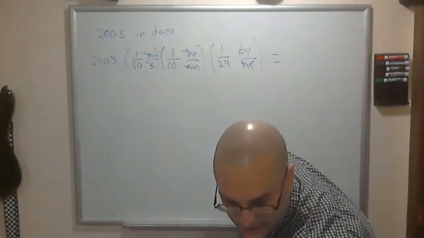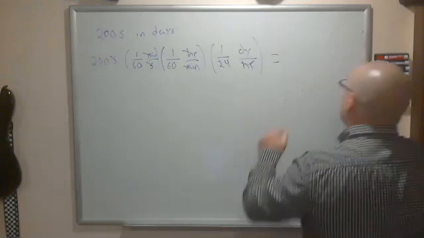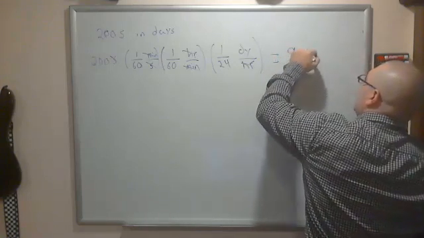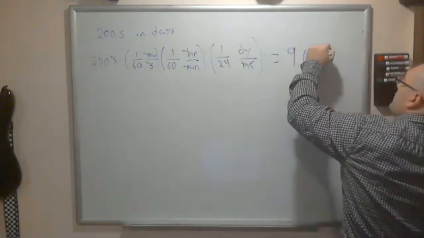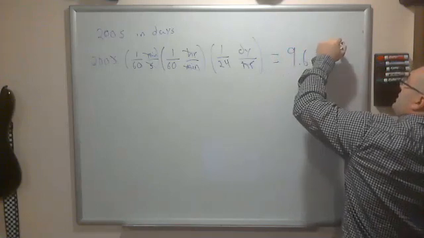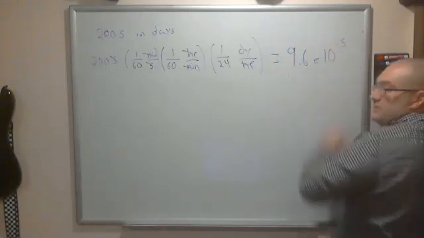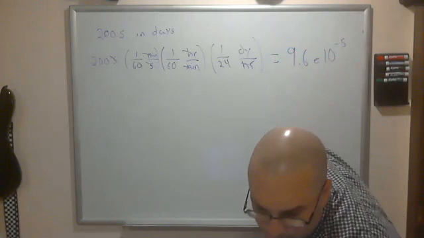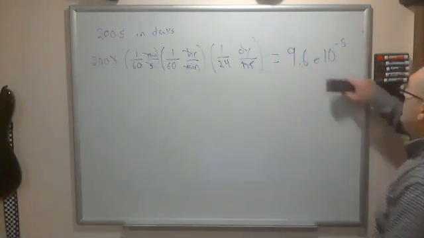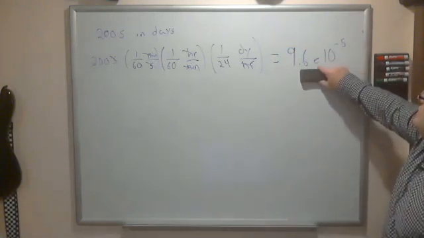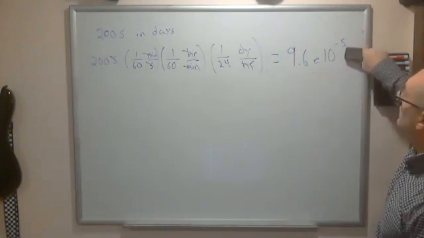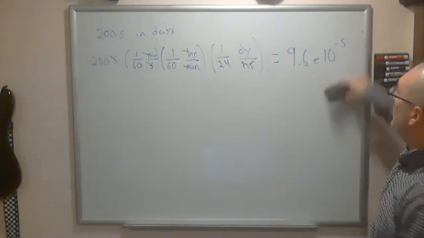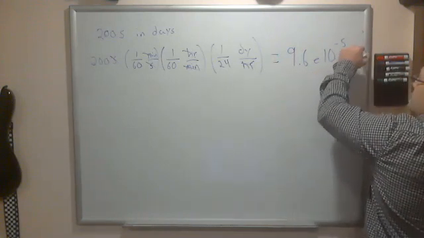And in SI, that would be 9 point, in scientific notation, that would be 10 to the minus 5, right? Yep. And this is your answer, right? And this is given in days.